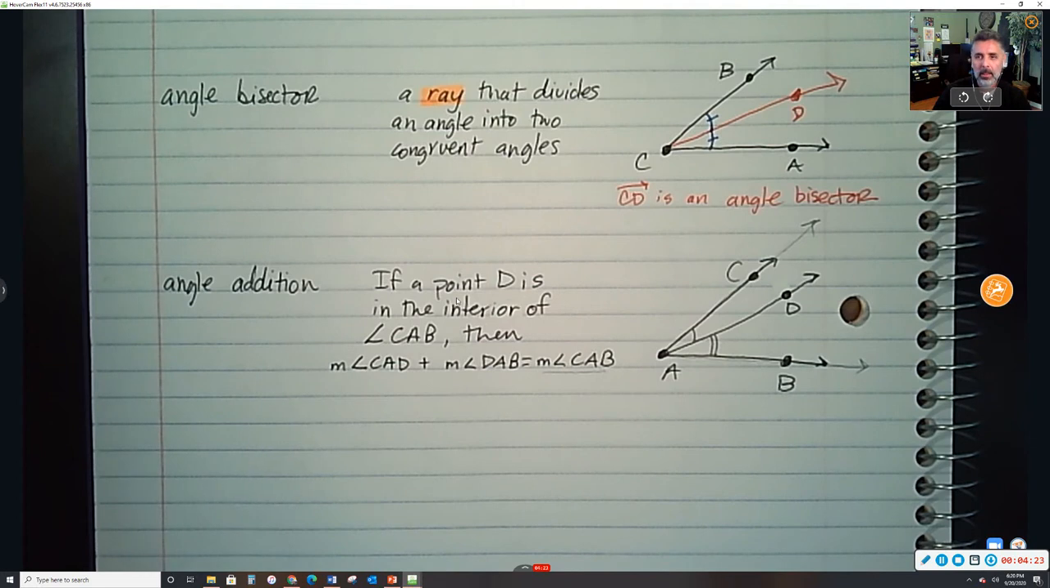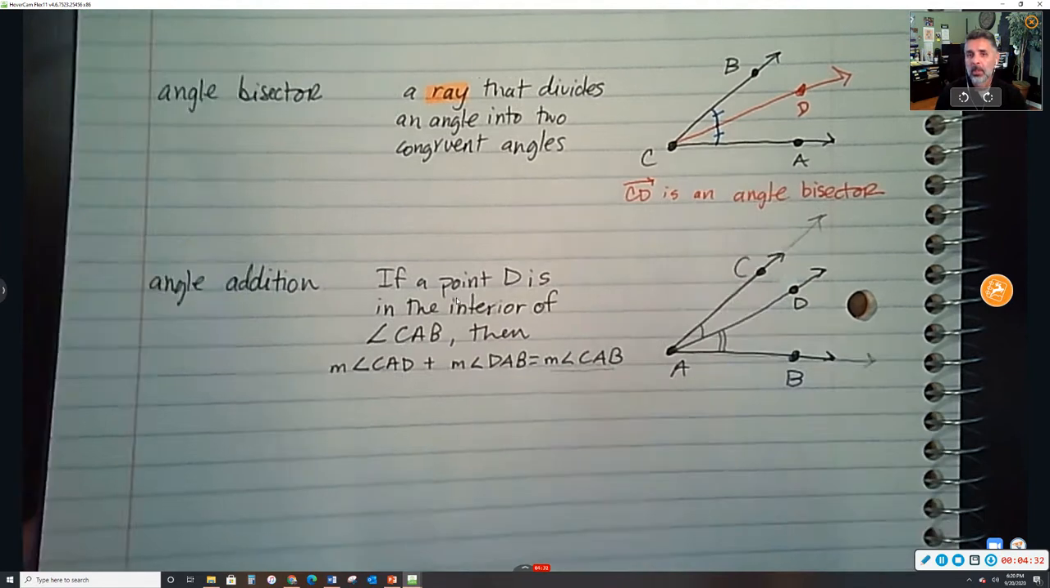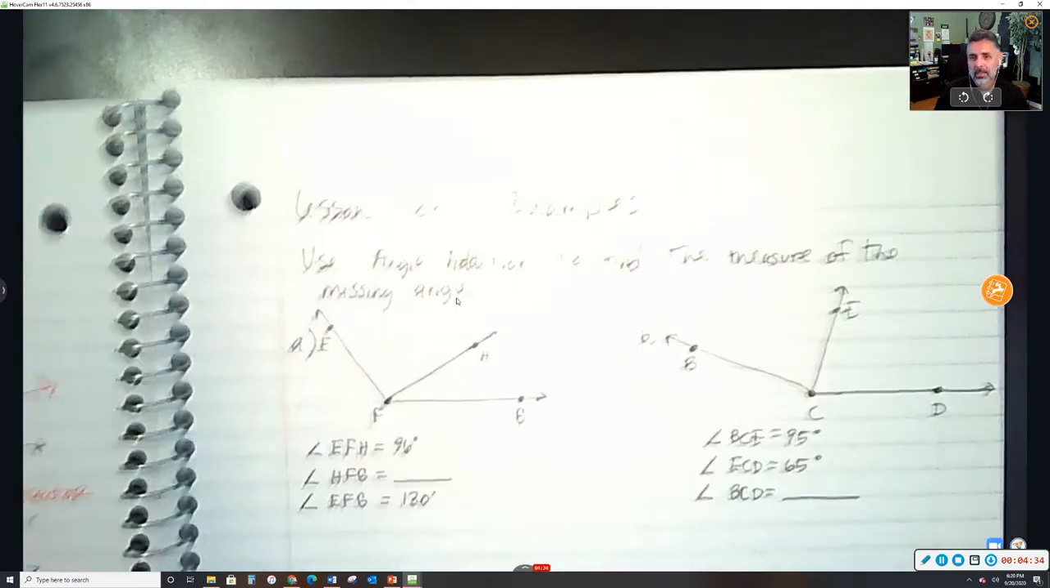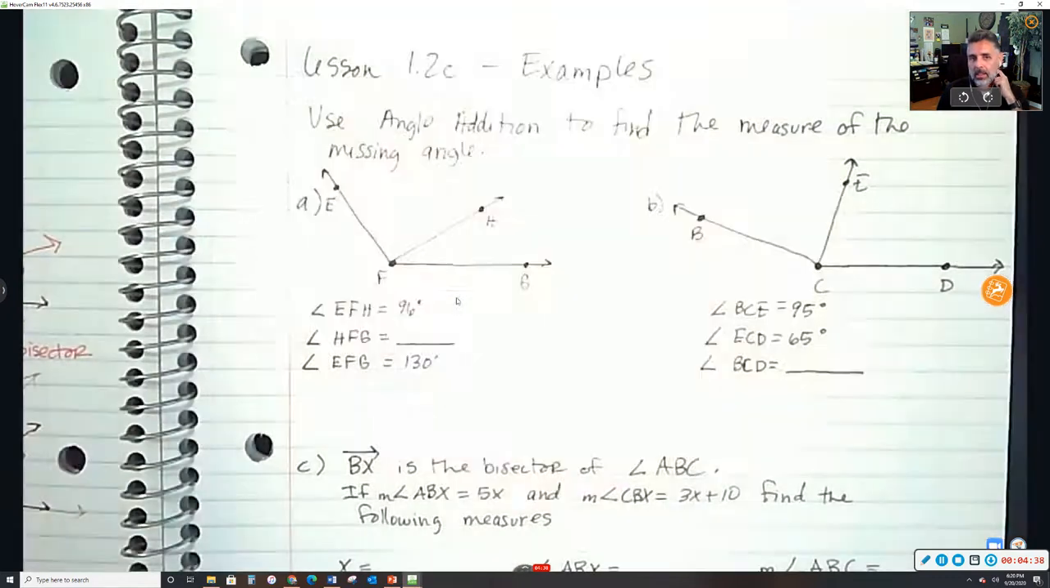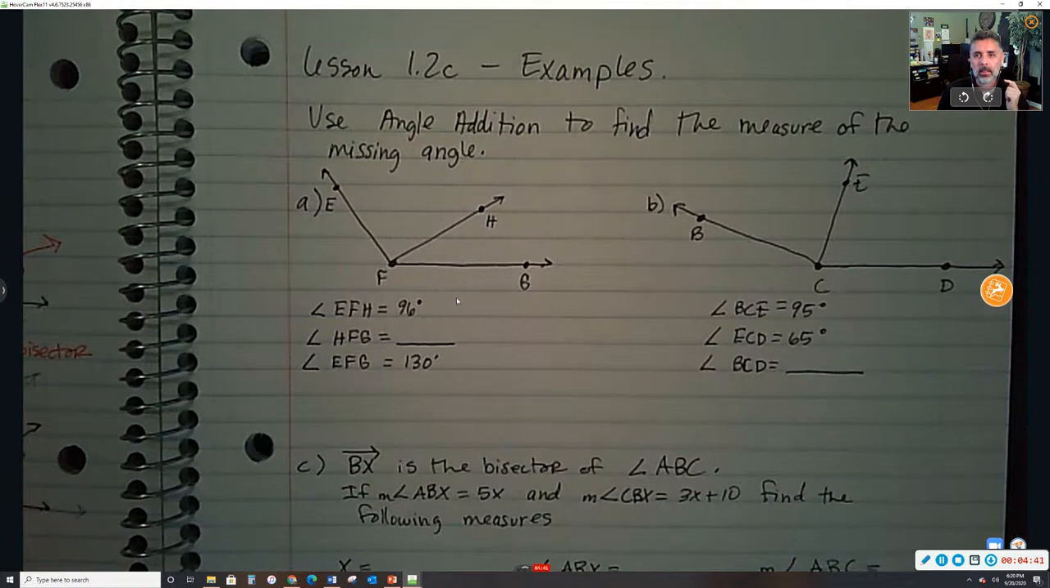Okay, pause it, record this, and I'm going to do some examples now. Make sure you copy this. That's what I meant. Pause it, copy it. Okay, let the light adjust. Oh, come on. Stop.